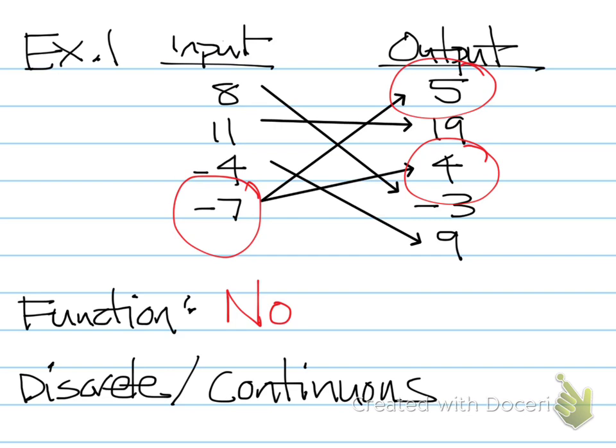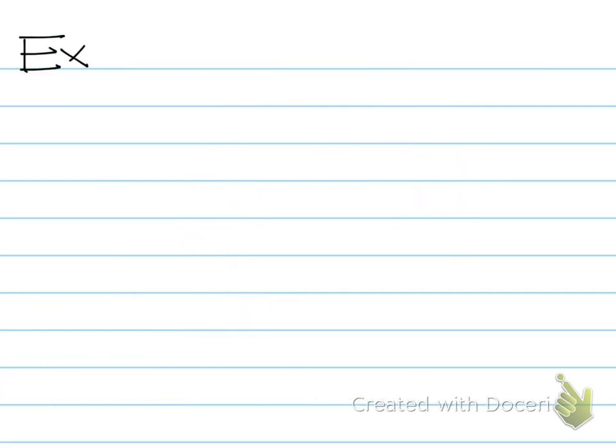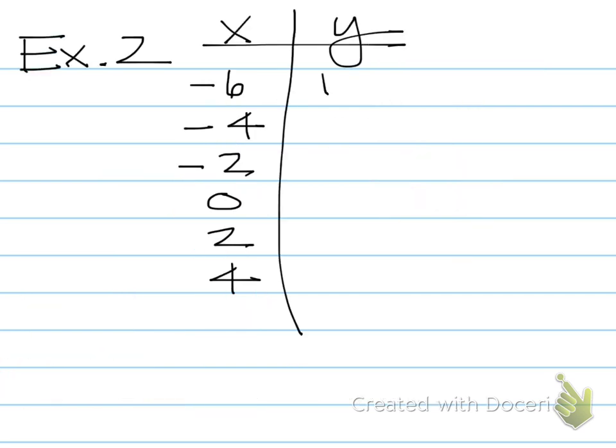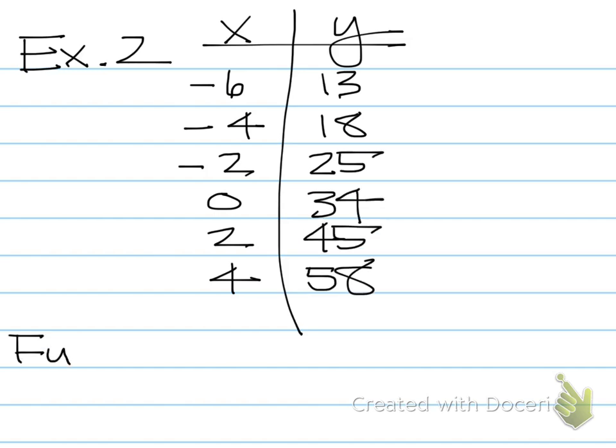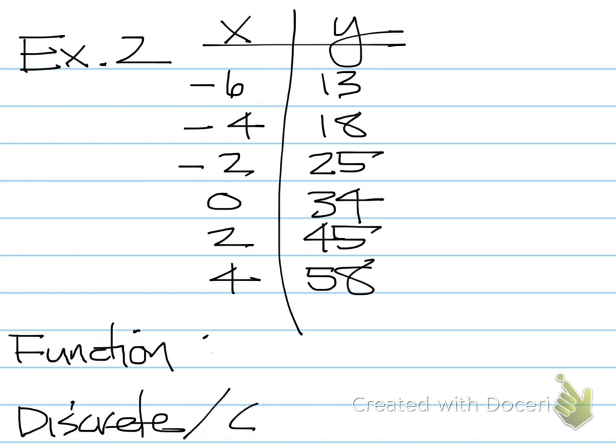And this is going to be discrete because each one of these represents points. And we have another set of points, so we can already answer whether it's discrete or continuous. It's going to be discrete because these are a set of points.